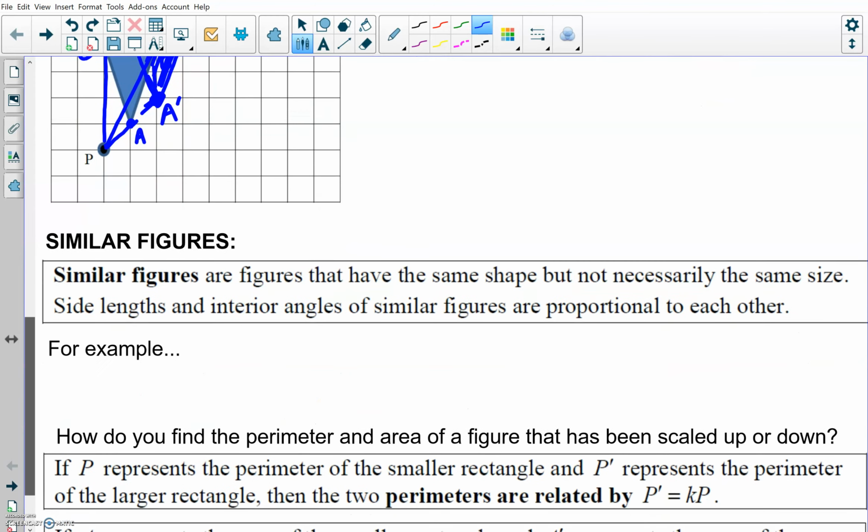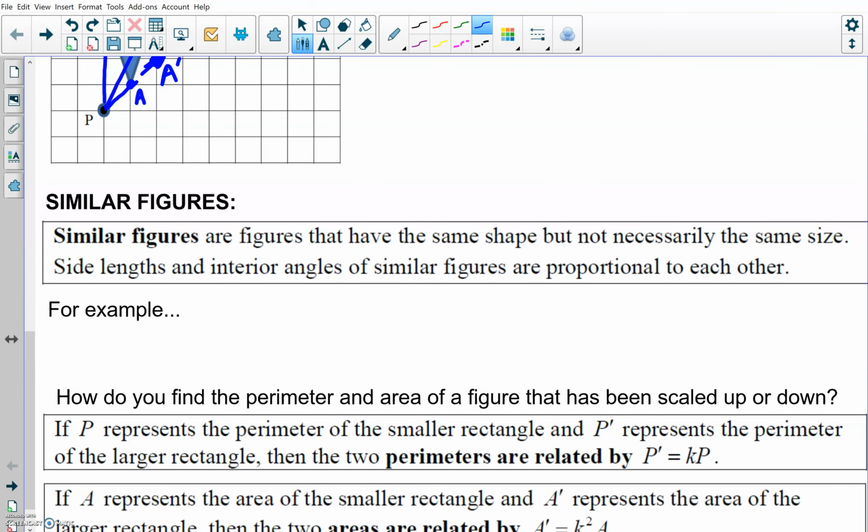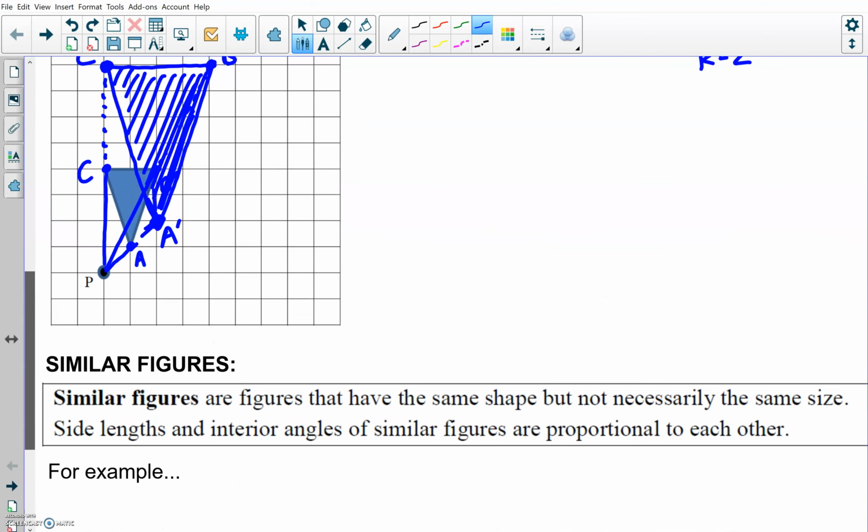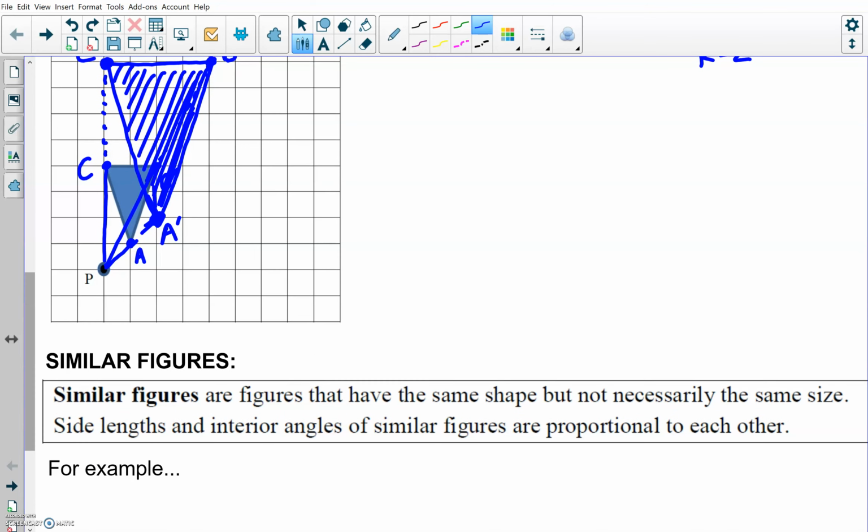And then last but not least here, before we get into some other examples, looking at similar figures. Actually, gnomons will be last but not least. Sorry. But at any rate, looking at similar figures, they are figures that have the same shape, but not necessarily the same size. So what we do up here with this enlarging and shrinking, we created similar figures. They were the same shape, but they're not the same size. And side lengths and interior angles of similar figures are proportional to each other. So in the example above, they're proportional by a factor of 2.